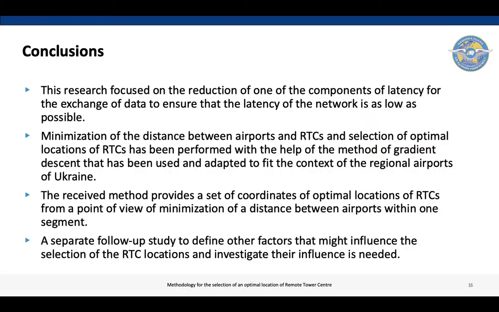So this research focused just on one component of the latency, the propagation delay for the exchange of data, to ensure that we have the latency of the network as low as possible. To that end, we tried to minimize the distance between airports and remote tower centers and select the optimal location for a remote tower center. And for that, we used the method of gradient descent, and we have adapted it, of course, to be able to use it in the context of regional airports of Ukraine.